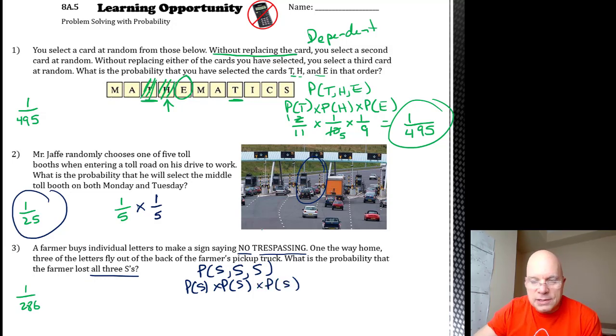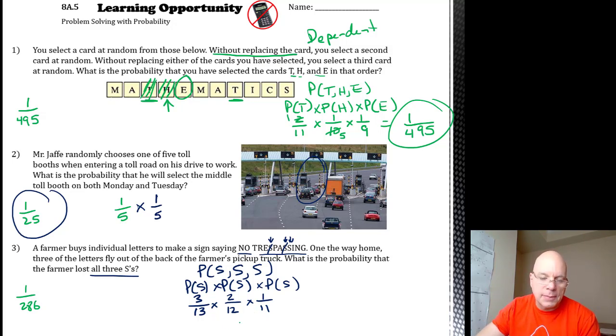The probability of the first S falling out, there are 1, 2, 3 S's. So 3 favorable outcomes out of, I don't know how many possible outcomes because I need to count these letter tiles. 1, 2, 3, 4, 5, 6, 7, 8, 9, 10, 11, 12, 13. Lucky 13. Once that first S is out of the truck, the chance of the second S, let's just cross out an S. There's only 2 S's left, so there's 2 favorable outcomes out of 12 possible outcomes because there's 1 fewer letter tile in the truck. And once that S is gone, there's only 1 remaining S of the 11 remaining letters.